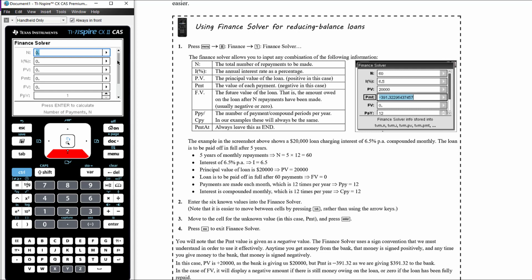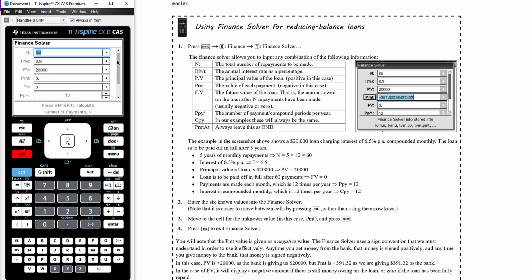So leave that blank. We want to repay the loan over those 5 years, so we want the future value after those 60 repayments to be 0. It's monthly, so payments per year, compound per year, are both 12. I'll show you how that's done. If I put that information in, so N is 60, interest rate is 6.5, principal value is 20,000, payment is what I'm trying to work out, so I'm going to skip over that for a minute. I want the future value to be 0. Payments per year is 12, compounds per year is also 12. You'll notice that when you edit PPY, it automatically changes CPY to match.